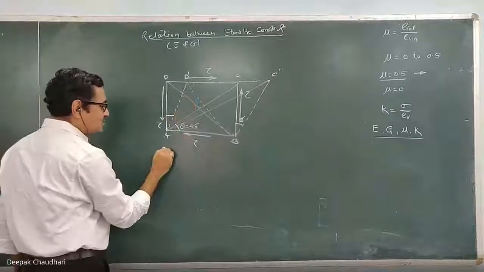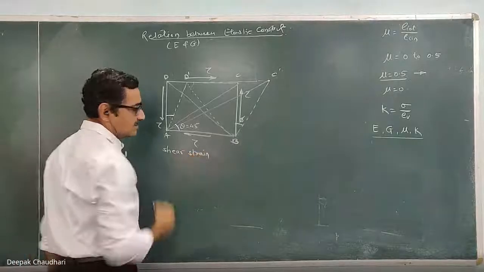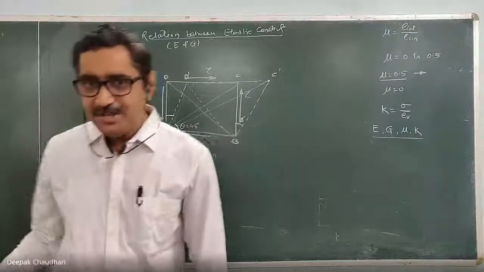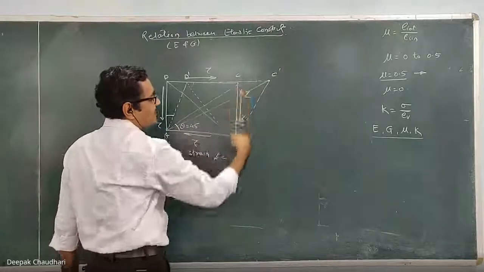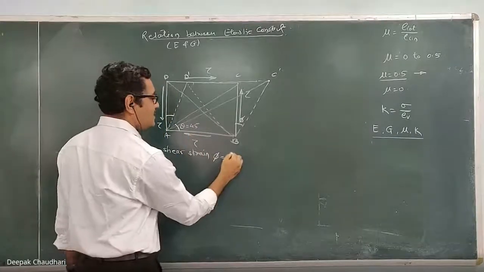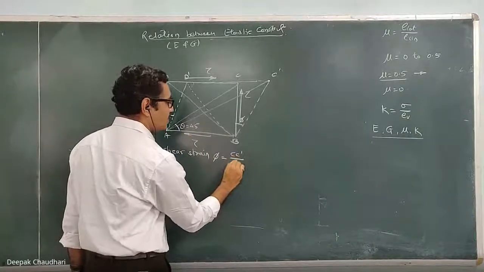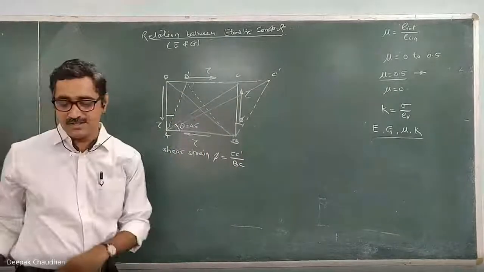Now in this case, the shear strain can be written as phi. Actually, tan phi equals CC dash upon BC. But since that angle is very, very small, we can write it as phi equal to CC dash upon BC. This is the shear strain induced in this material because of the shear stress tau.